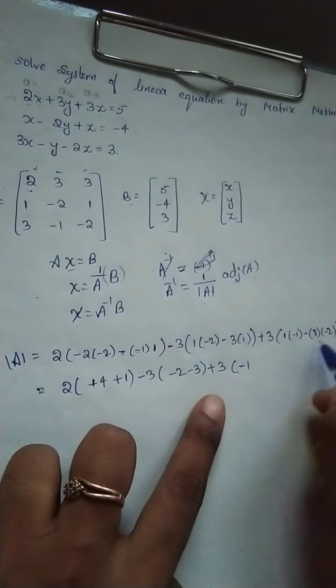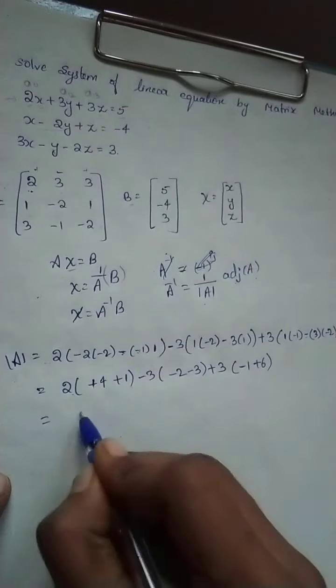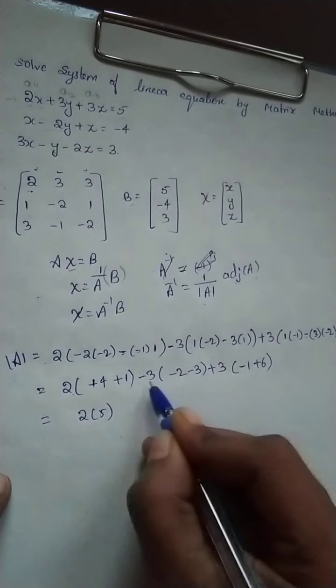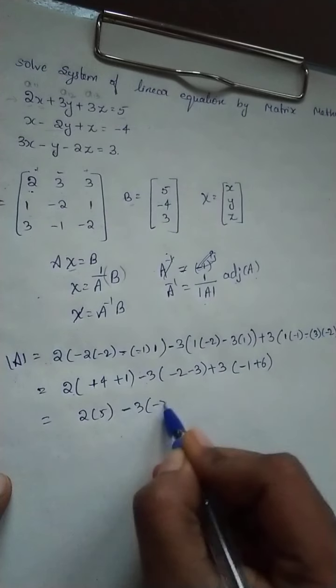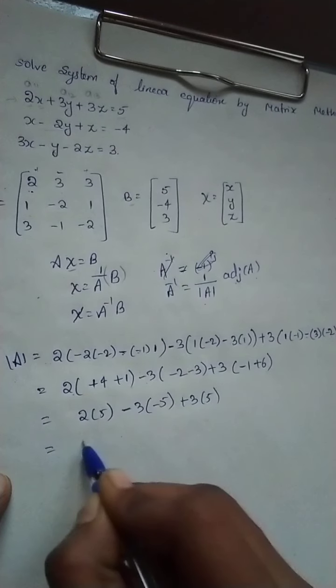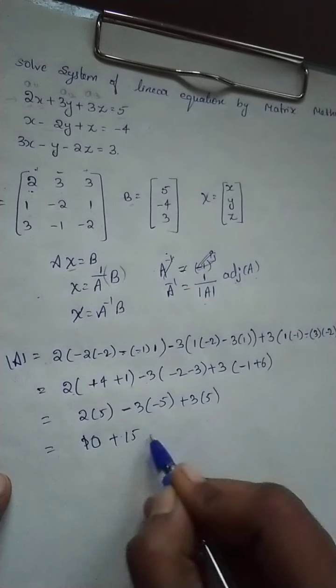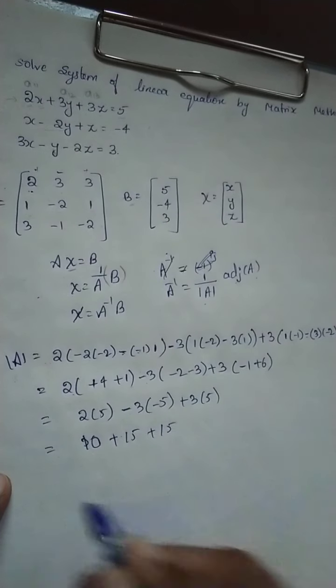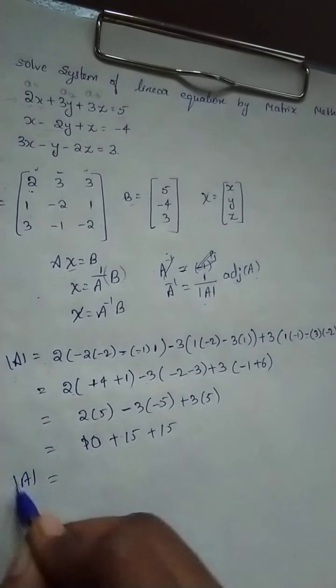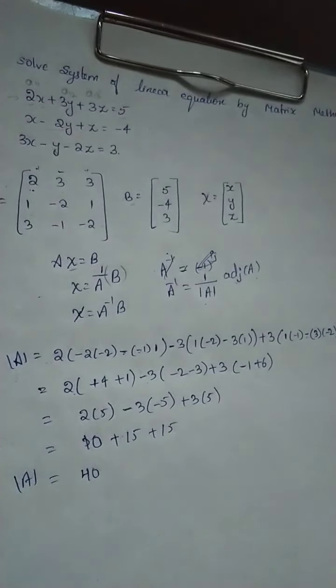3 twos are 6. So minus into minus, plus 6. Again 2, 4 plus 1 is 5. Minus 3, minus 5, plus 3 into 5. So 2 fives are 10. Minus into minus, plus 15. Plus 3 fives are again 15. So our determinant of A is 40. 30 plus 10, 40.